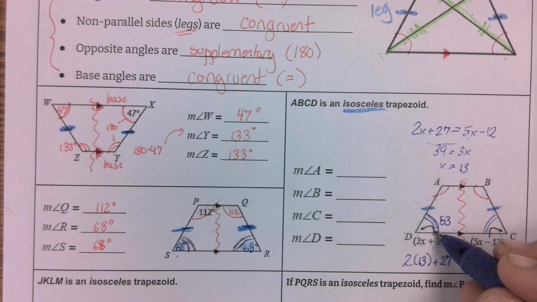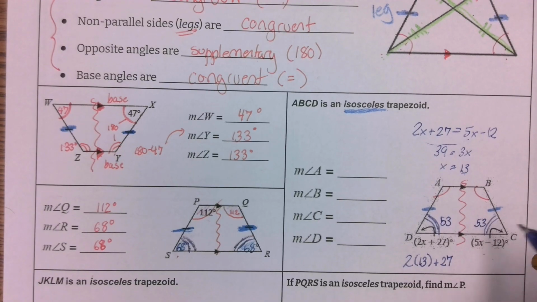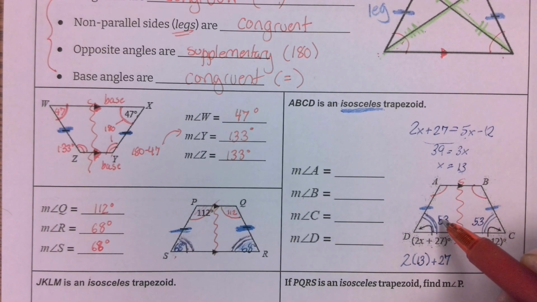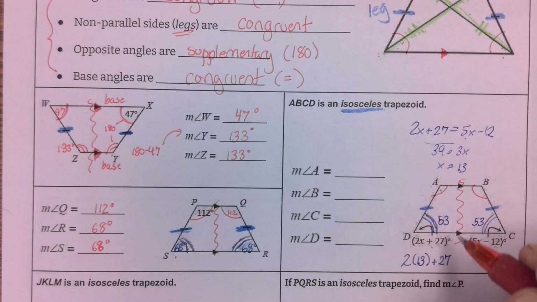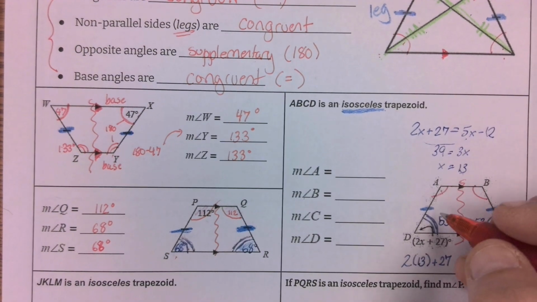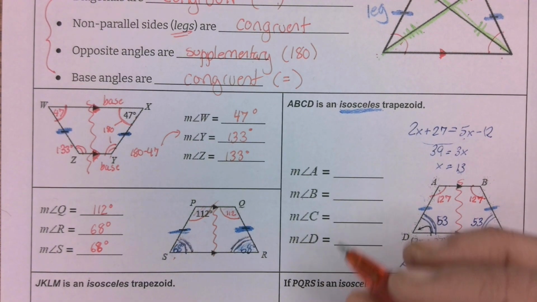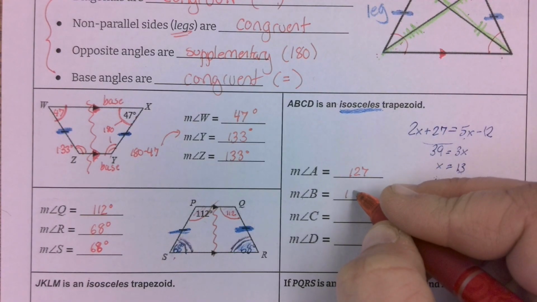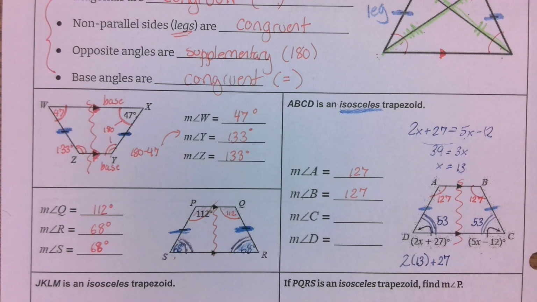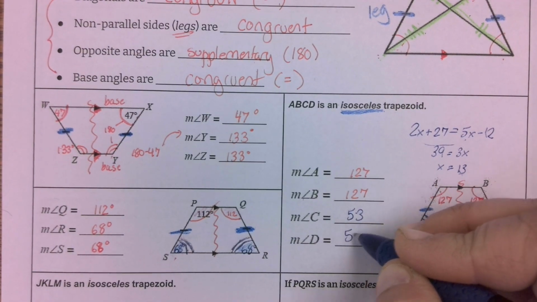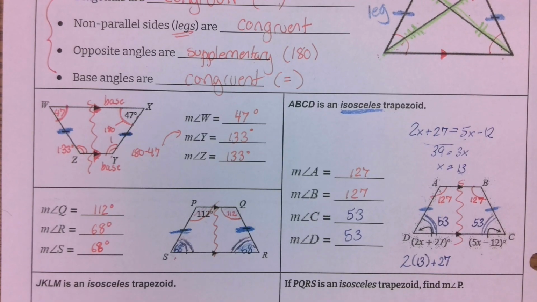And if this angle is 53, then its base angle is congruent. It's also equal to 53. From here, I can figure out angles A and B by taking 53 and subtracting that from 180. These two together have to equal 180, so 180 minus 53 gives me 127. And if A is 127, B has to be 127 as well. So that leaves us with 127 for the two top base angles, A and B, and 53 for the base angles at the bottom, C and D. Okay.